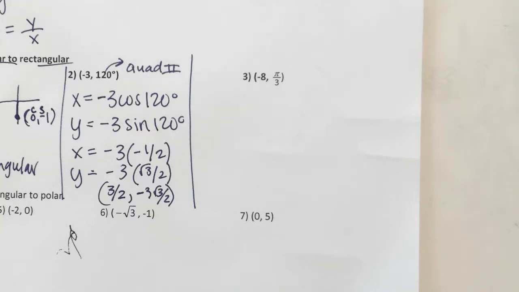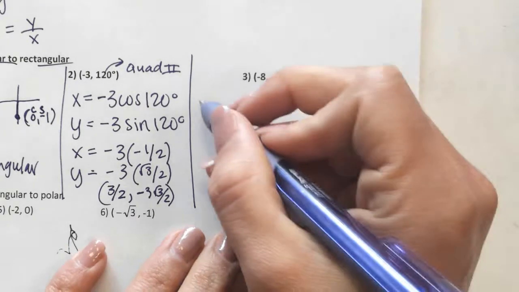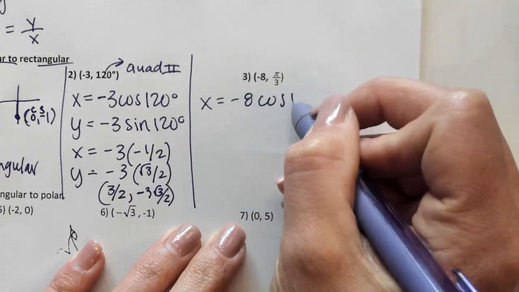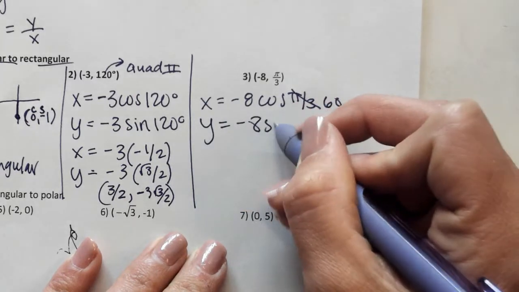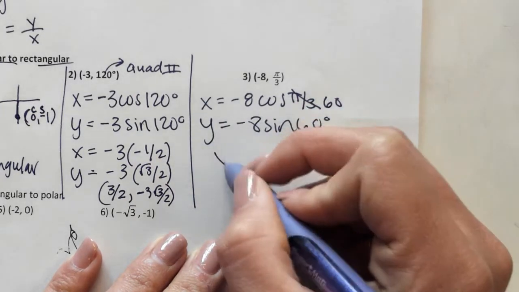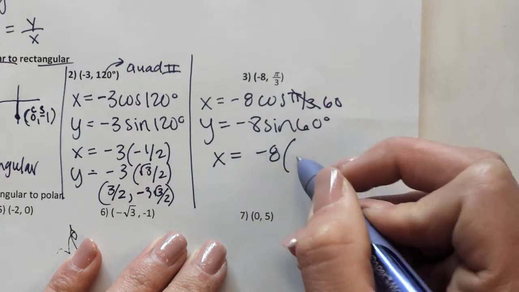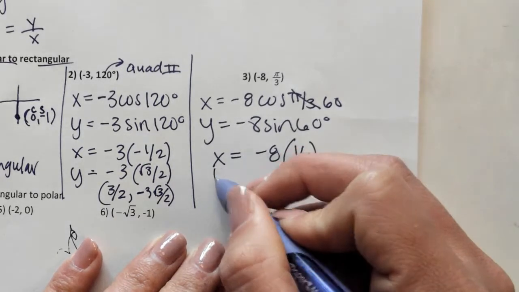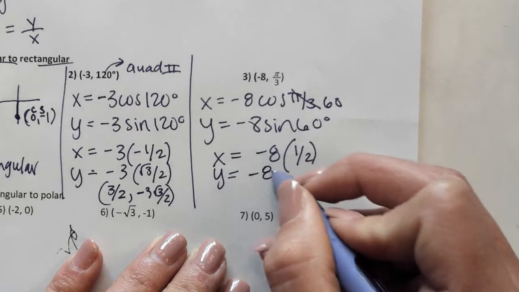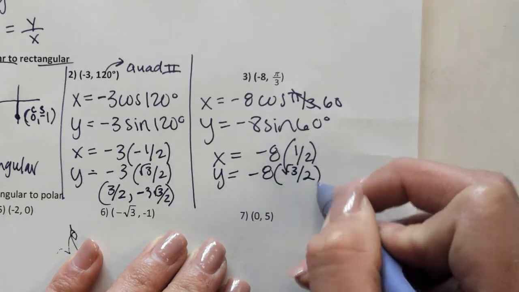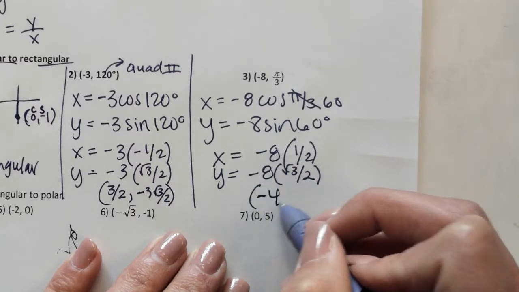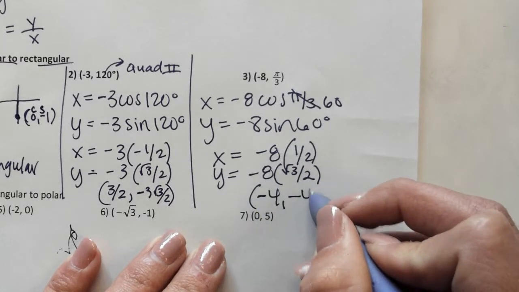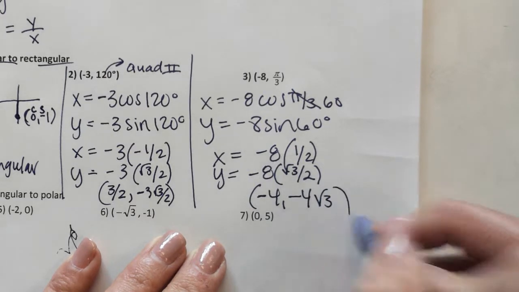Alright, let's go over these. We know the setup. It's going to be x equals negative 8 cosine of pi over 3, which is the same thing as what? 60. And we have negative 8 sine of 60. So what is cosine of 60? 1/2. Good. What about y equals sine of 60? Square root of 3 over 2. Very good. So when we multiply these, I got 4, should be what? Negative 4. Next one should be negative 4 root 3. Very good.